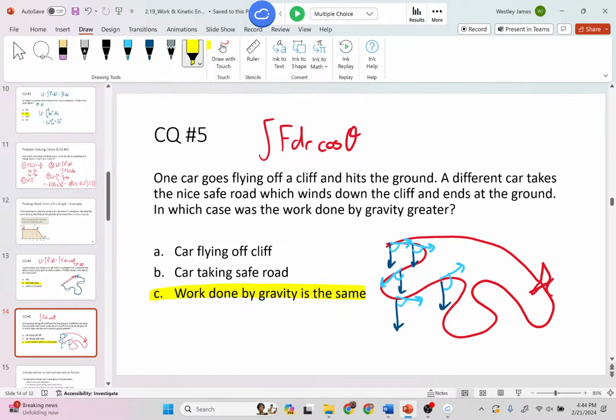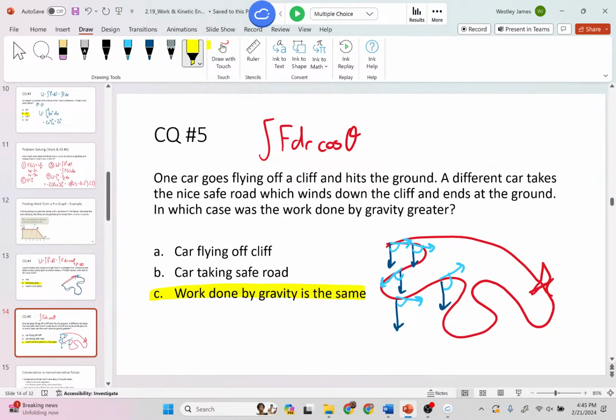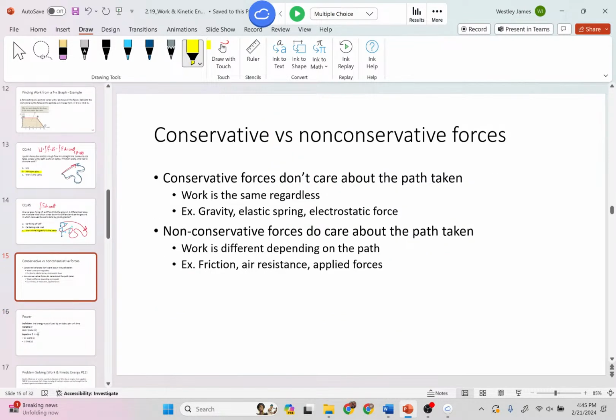Yeah? So does the work done by something not matter about its change in position? That's a great question. And so the answer to that, it depends. So on the last problem, it mattered. With friction, it matters. With gravity, it doesn't matter. And then you're like, okay, what's going on here? This is a nice summary.